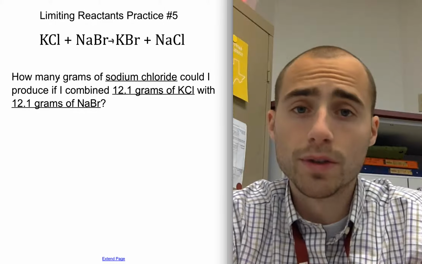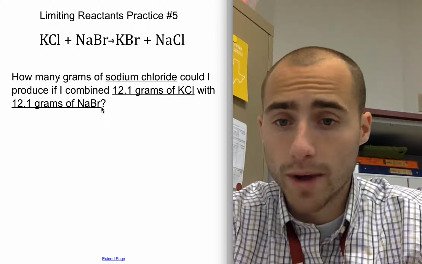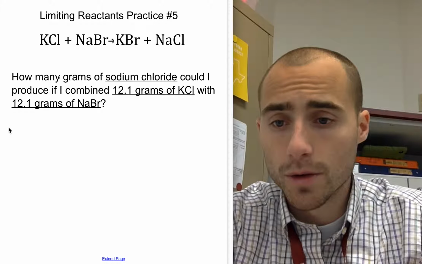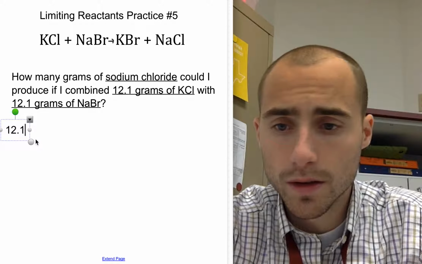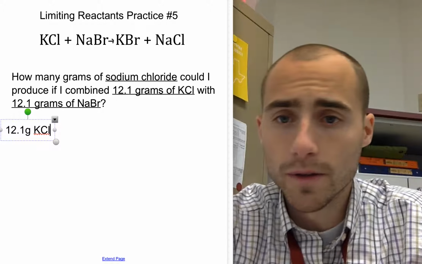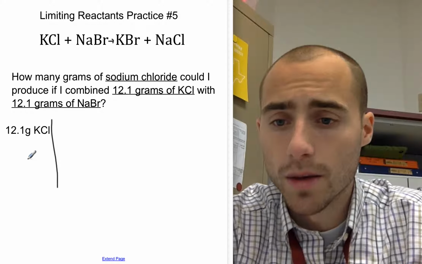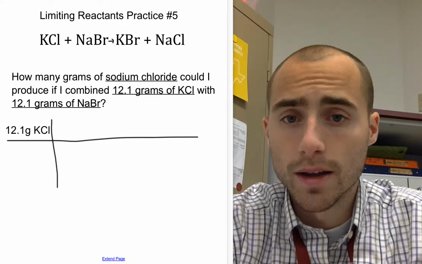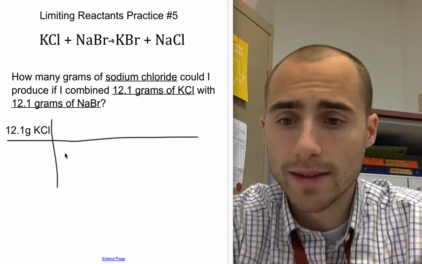First, of course, our equation is balanced, so now we have to convert our two reactants from grams of reactant into grams of product. So start off with 12.1 grams of KCl, and we are going to convert that into grams of sodium chloride, because that is the product in this situation that we care about. So here we go, 12.1 grams of KCl.